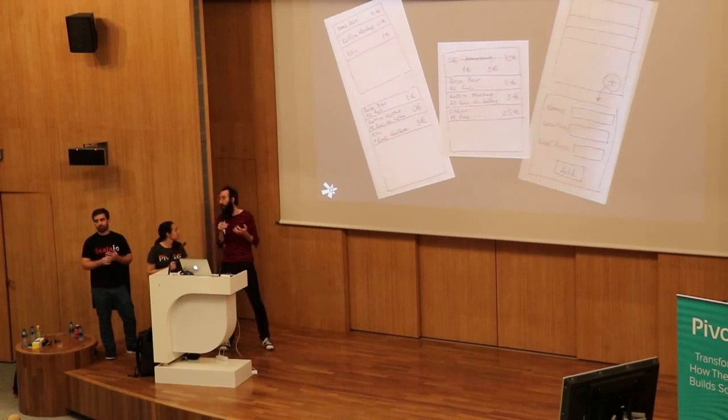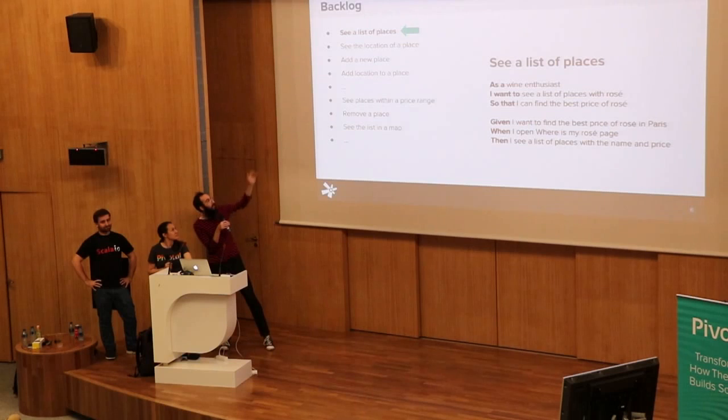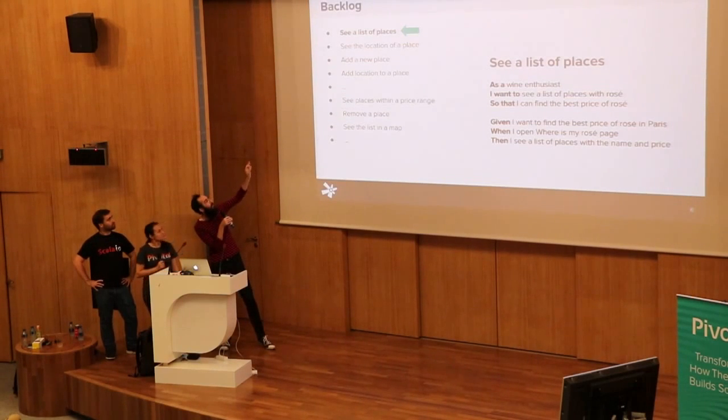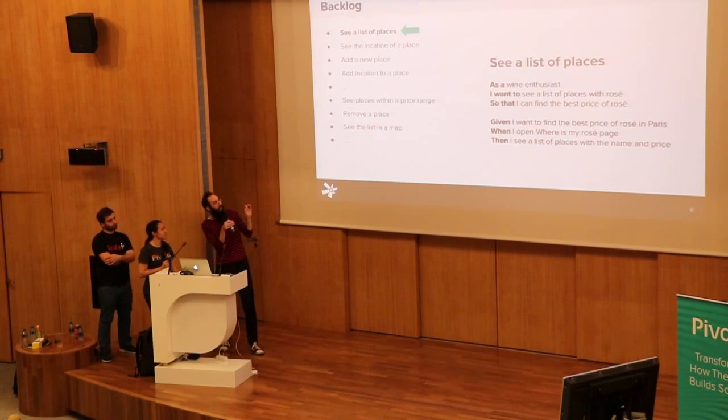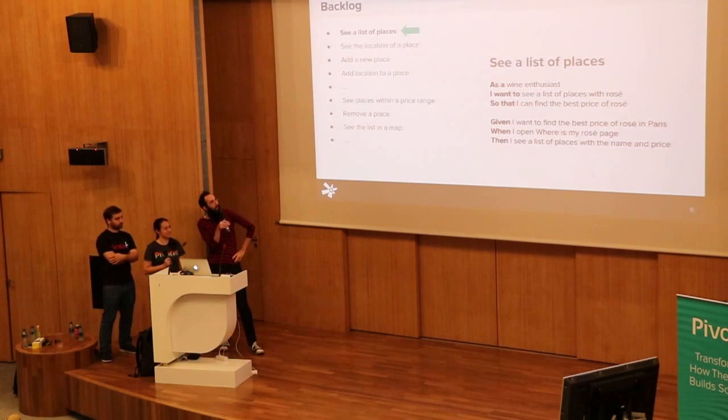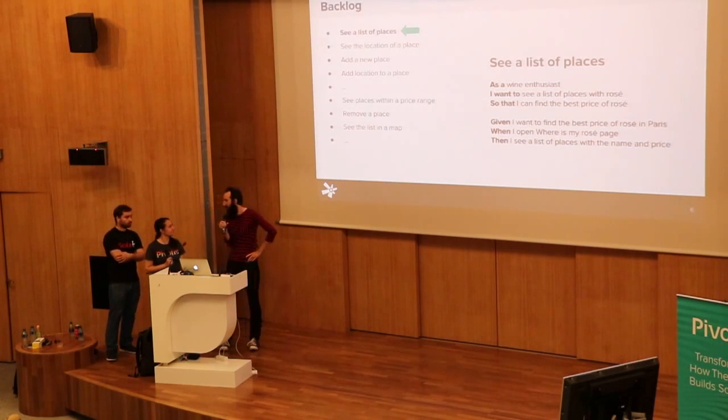And so I hope that we prioritize stories for our engineers to work on that are going to start delivering value. As you can see here, I have a backlog of stories. I want to see a list of places, I want locations, I want to add all of them, I want to see things in the price range, but I'm starting very small. I want to see, as a wine enthusiast, a list of places with rosé, so I can find the best price. And let's see what Karine and Florent do.